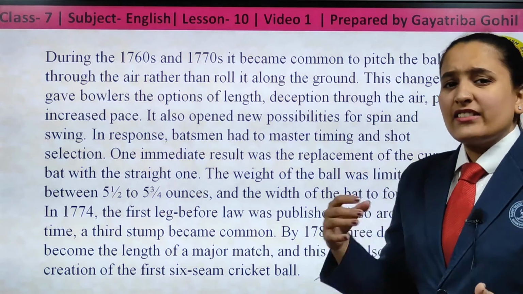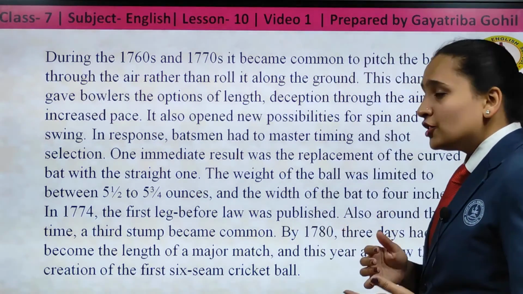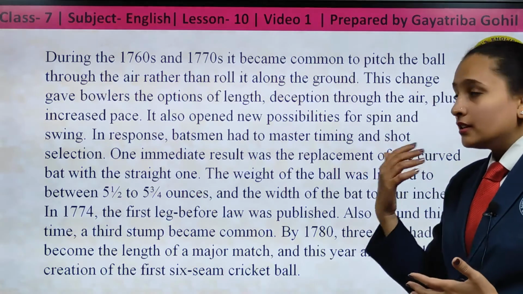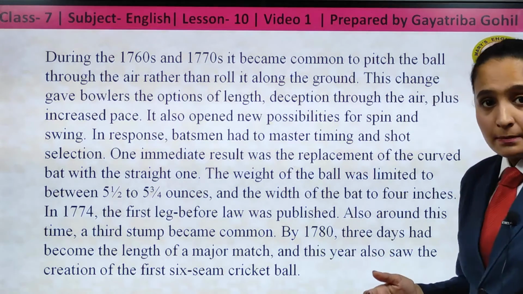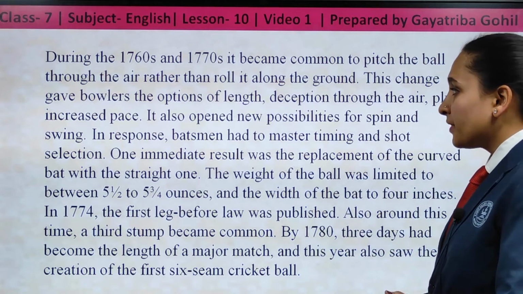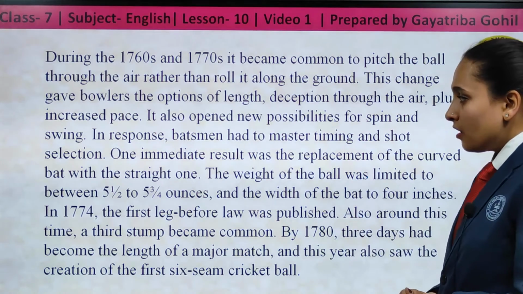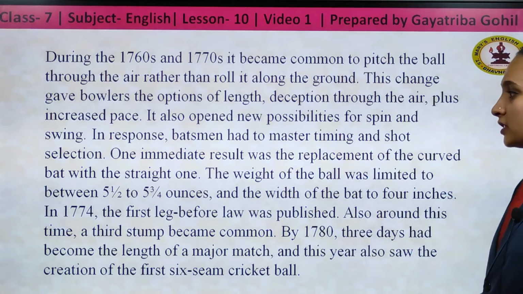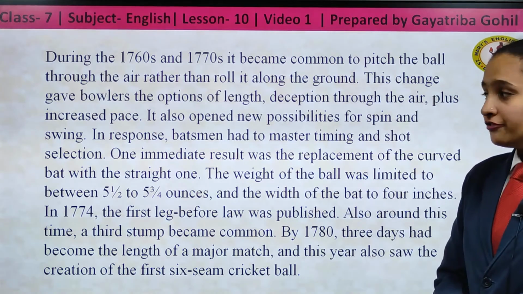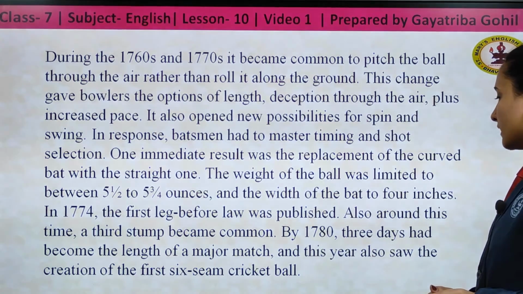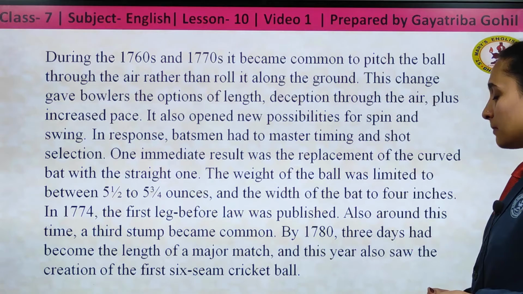So around 1760, 1770, different types of bowling came into the scenario, due to which the bowlers could have speed, the benefit of deception through the air, and increased pace, so the bowlers had a lot of advantages. In response, batsmen had to master timing and shot selection. One immediate result was the replacement of the curved bat with the straight one. The weight of the ball was limited to between 5.5 to 5.75 ounces and the width of the bat to 4 inches. In 1774, the first leg before law was published.